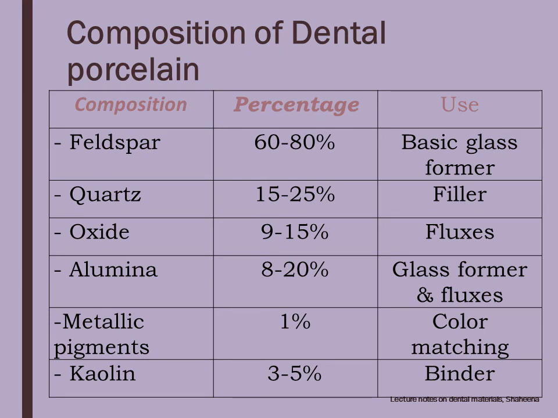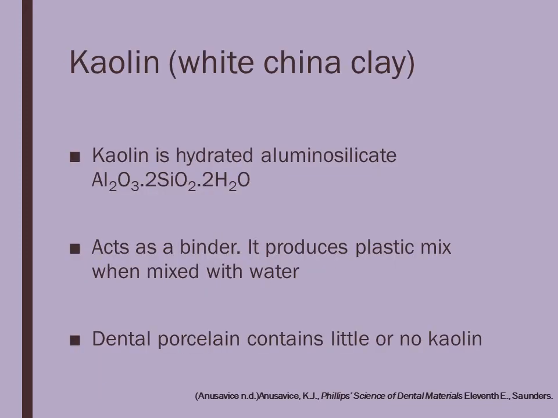Now let's move on to the composition of porcelain. So dental porcelain contains mainly feldspar, which is about 60 to 80%, and this is the basic glass former. Then quartz, which is 15 to 25%, and its function is that it acts as a filler. Then we have fluxes like oxide and alumina. Then metallic pigments, which give the color or the aesthetics that makes it look like natural tooth. And then kaolin is present as a binder in 3 to 5%. So this is the composition of dental porcelain.